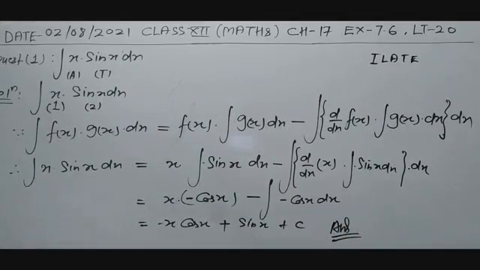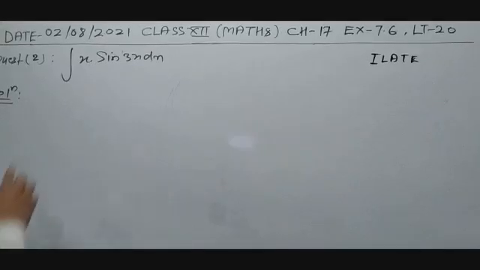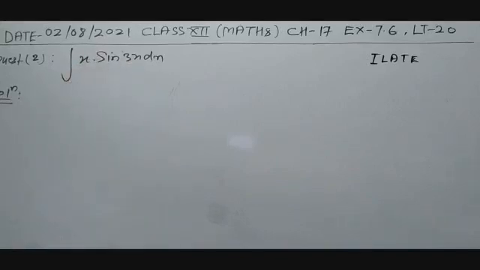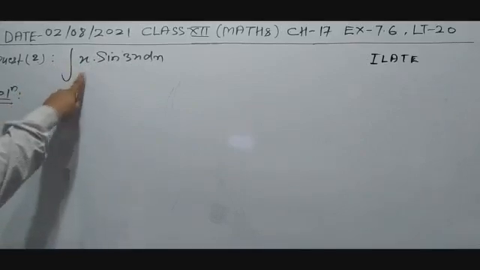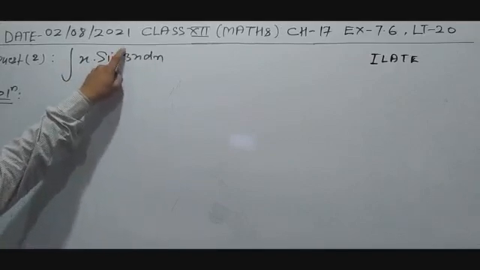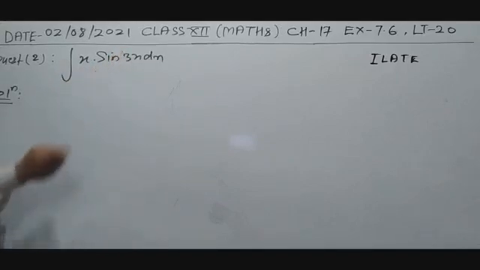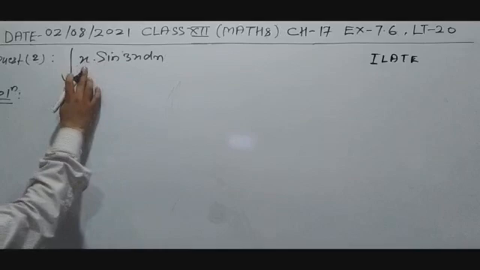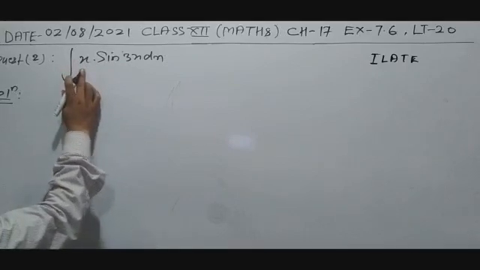Now question number 1 is completed. Come to question number 2: x times sin 3x dx. In this question you have to integrate the product of x and sin 3x dx. 3x is the angle of the sine, and x you will consider as the first function, because this is trigonometric and this is algebraic. So algebraic will be the first function.